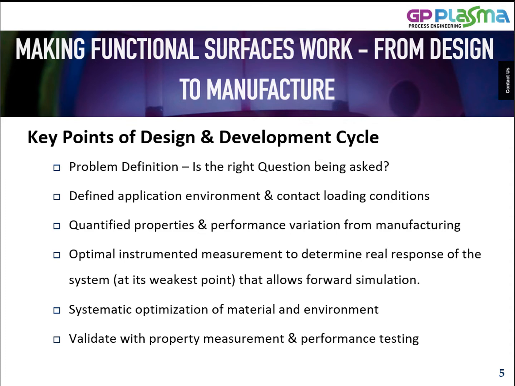Then you need to consider the optimal instrumented measurements to detect or measure properties of your coating system and substrate, that is the real response of that system as you would expect to see it in the application. So by understanding both environment variation and manufacturing variation on those property changes, you can then optimize the measurement design to find the weakest point. And then you're ready for optimization and validation.